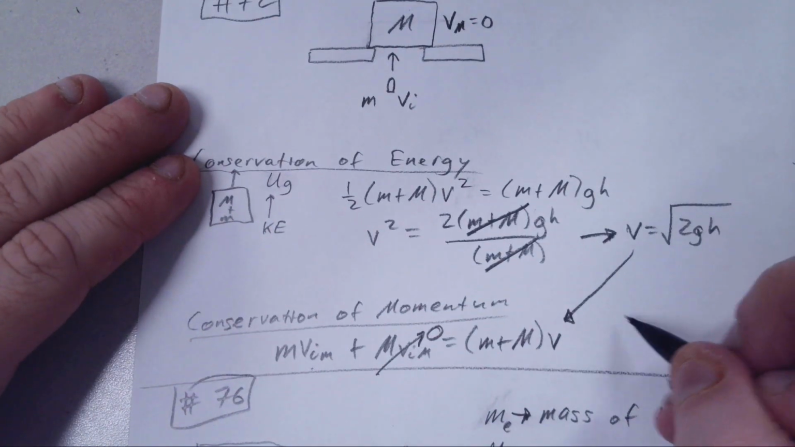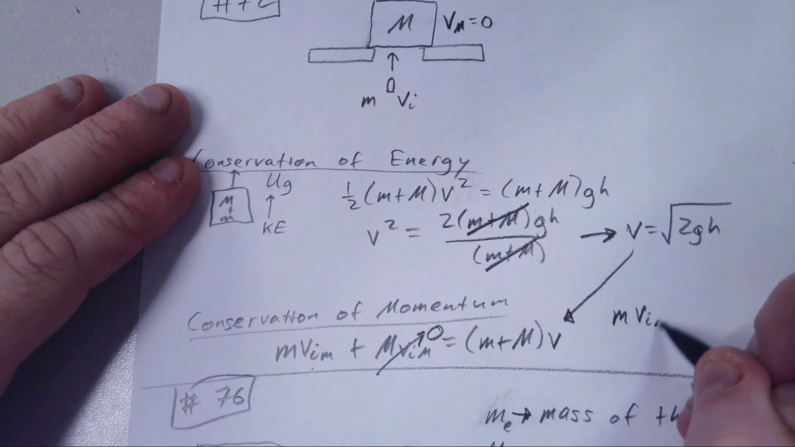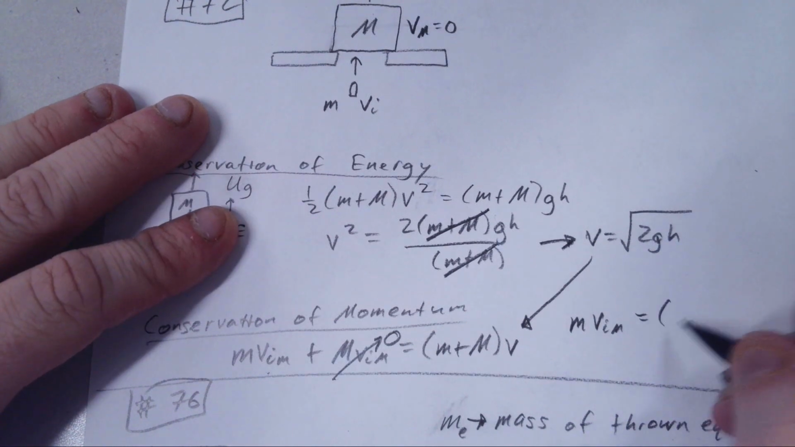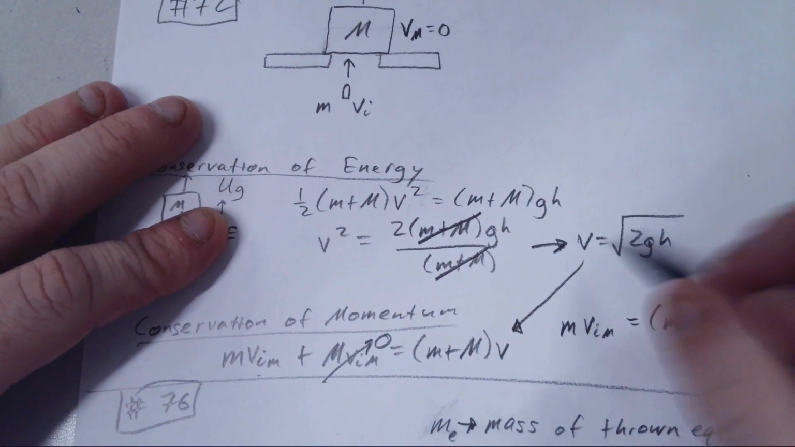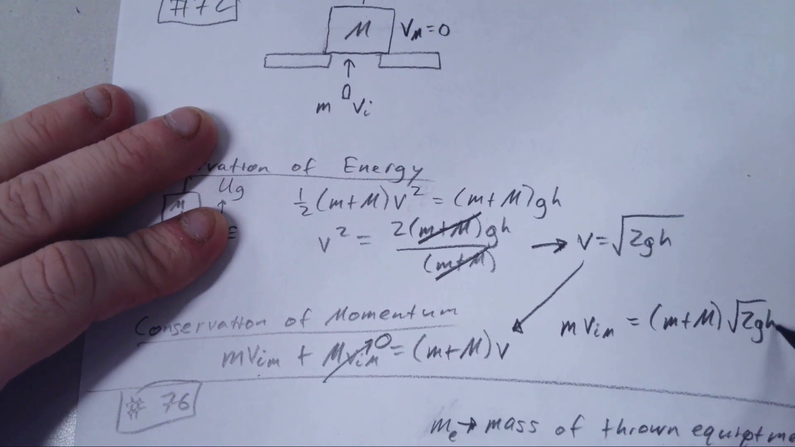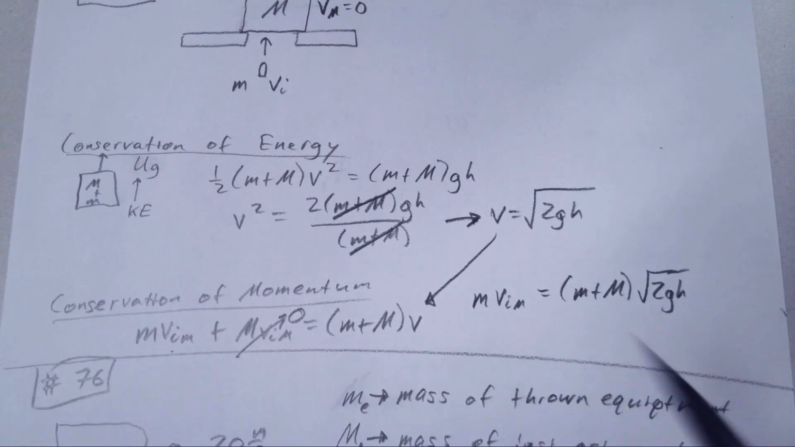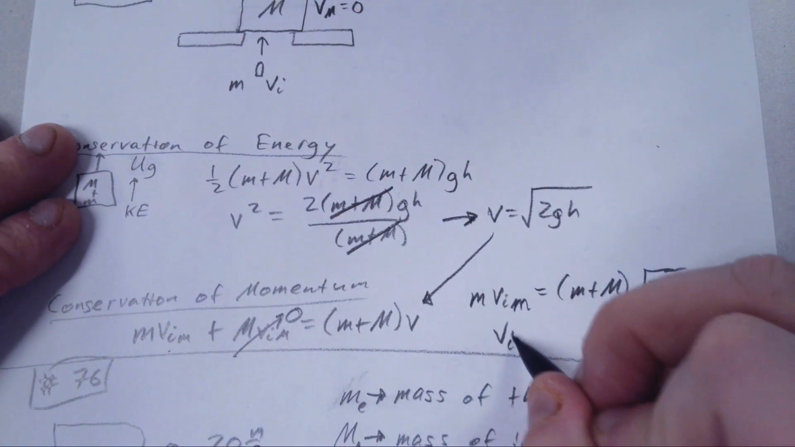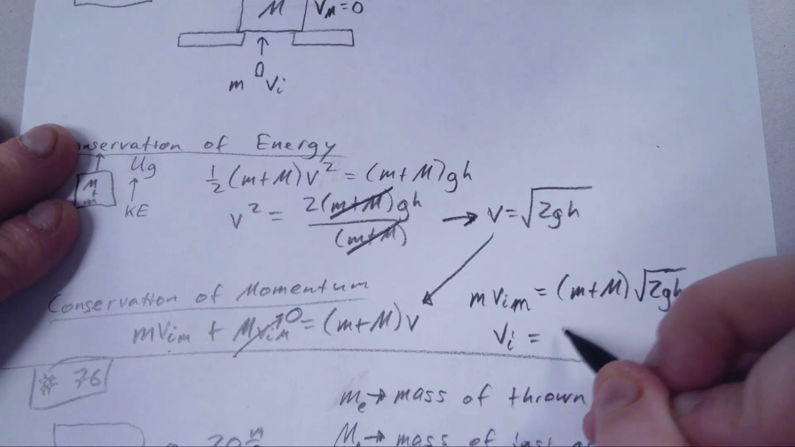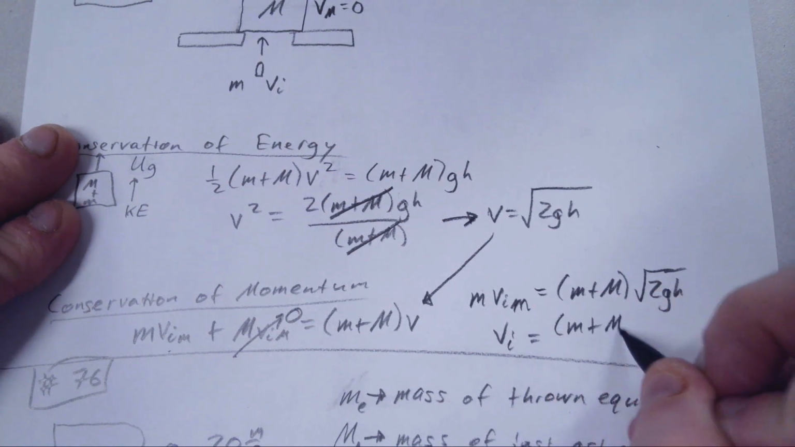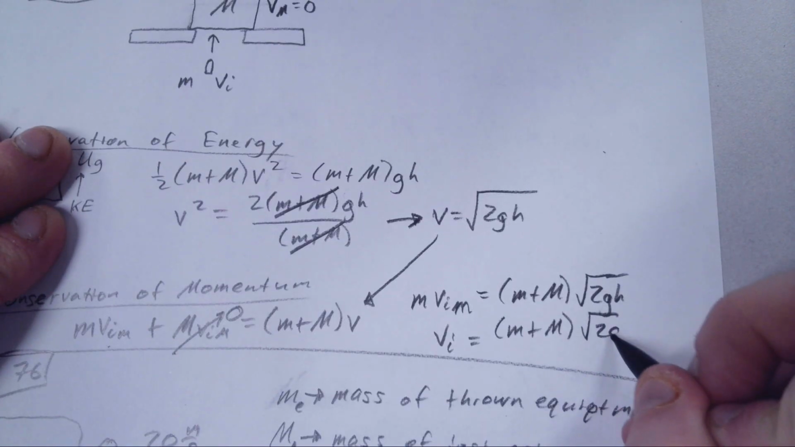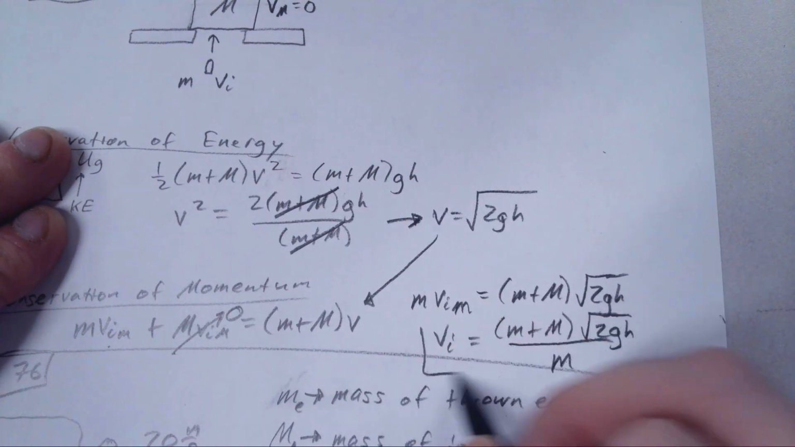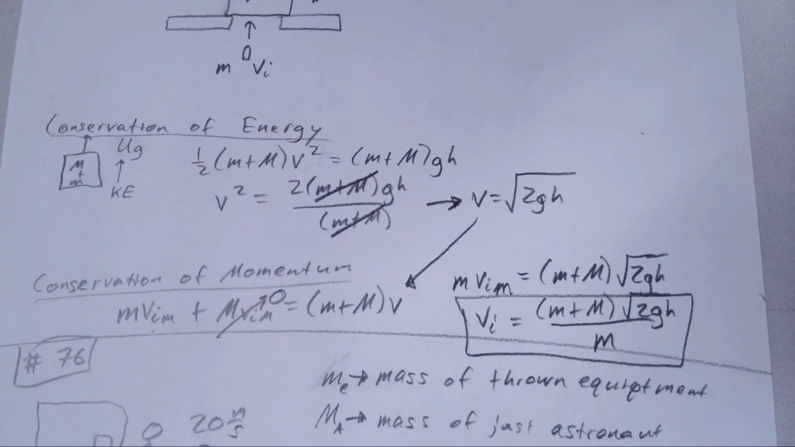So I basically have small m times v initial, the initial velocity of the bullet, equals the quantity m plus big M times the square root of 2gh. To solve for the velocity of the bullet, the velocity of the small m, we get the quantity m plus big M times the square root of 2gh, all divided by little m. It doesn't look nice, but that is the velocity.